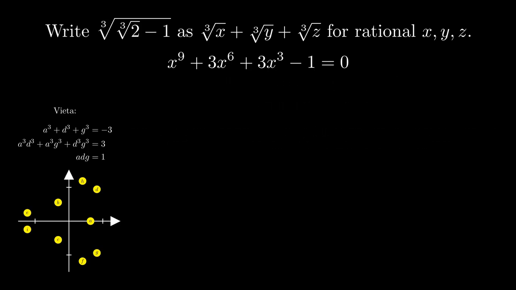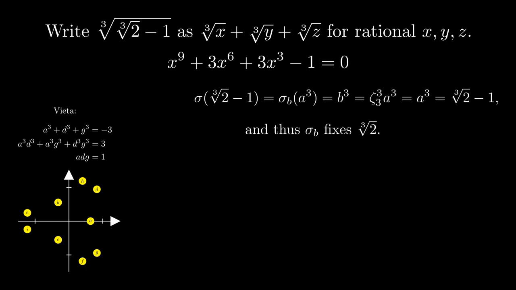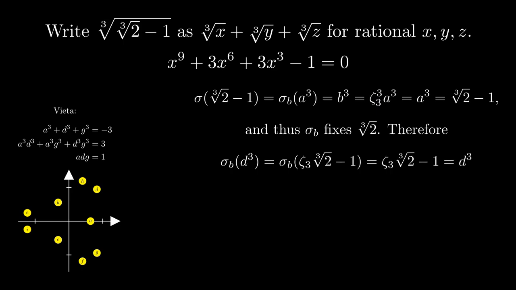An obvious first question is, what is sigma B? Well, it takes A to B, but what does it do to B? We can pull out the zeta and replace sigma B of A with B, and zeta B is C. So completing the 3 cycle, we know it takes A to B to C to A. And further note that it takes the thing inside the cube root, namely A cubed, to B cubed, which is also equal to A cubed. So it fixes the cube root of 2. And so we note that applying it to D cubed, which is made of things it fixes, leaves it alone.